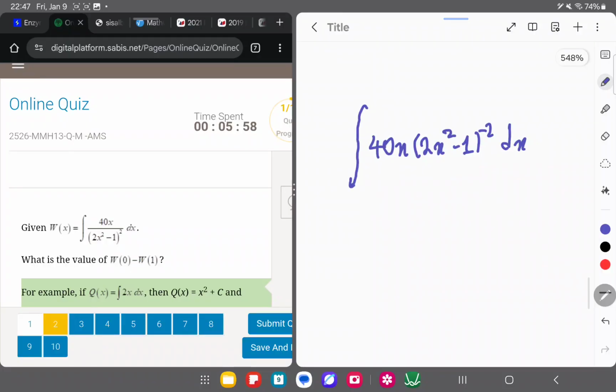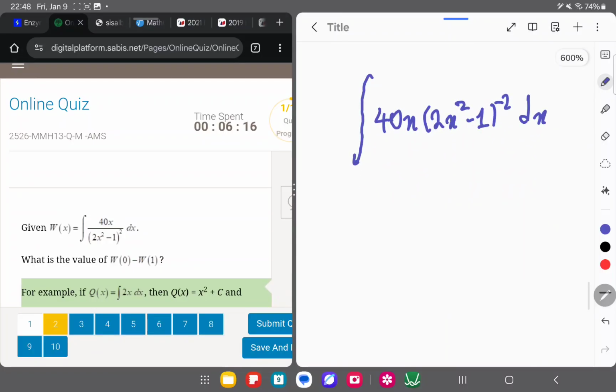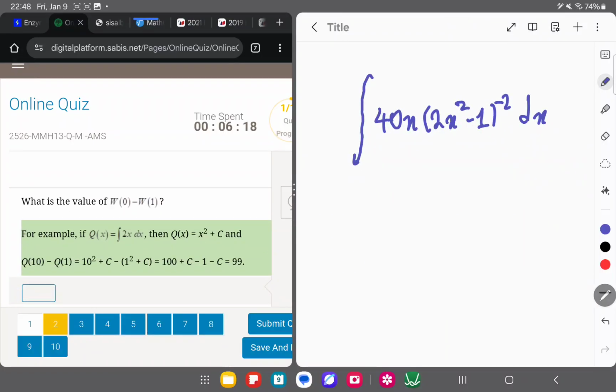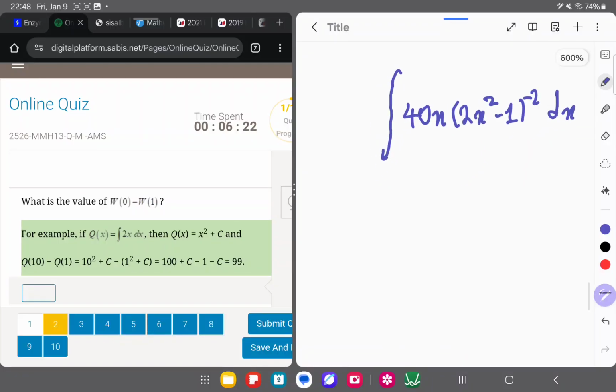Okay, now look, they said w0 minus w1 over here. Now there's two ways you can do this. You can either just simply set the boundaries, like actually you can set 1 to 0, or you can separately do the integral and then you can set the values. I'll choose just simply setting the values, like how they say in the hint here, where they actually first find the indefinite integral constant c.